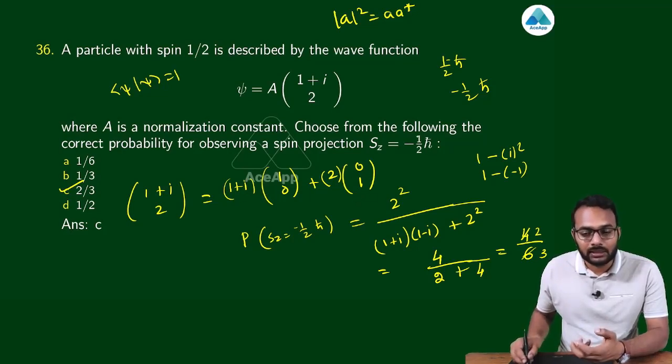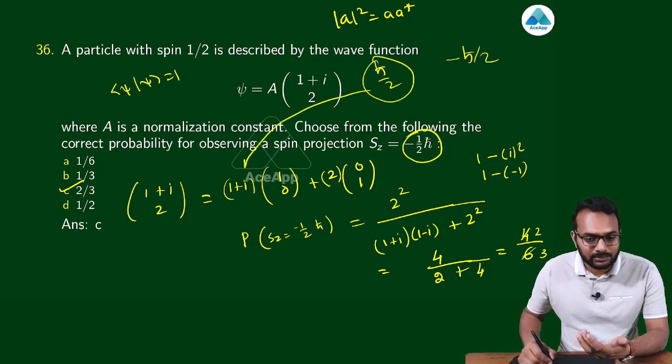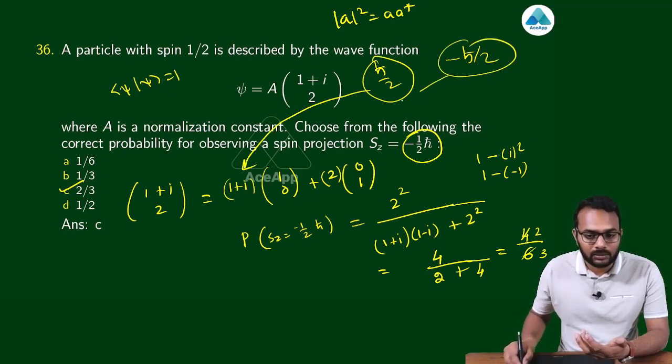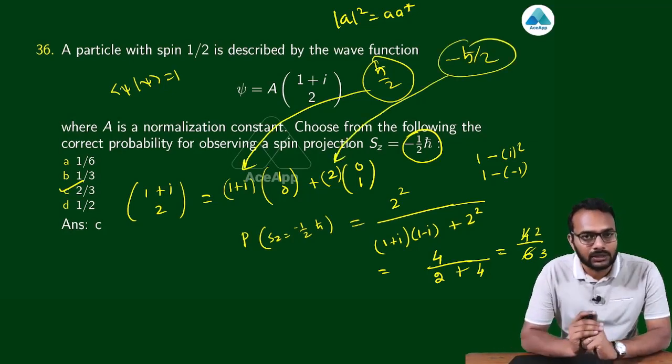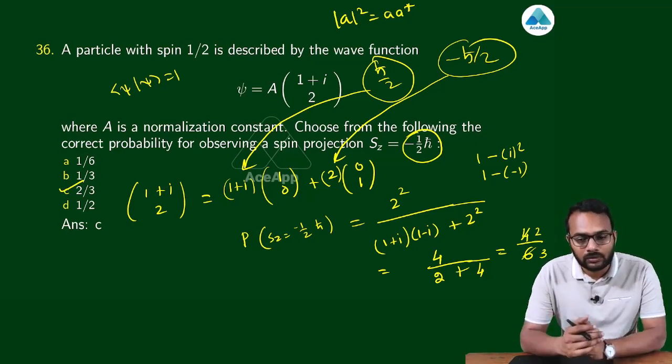Right, now the question is, what's the probability that you measure minus half h cross? There are two possible values, it could be either h cross by 2 or minus h cross by 2. The probability of h cross by 2 is determined by this expansion coefficient, and the probability of minus h cross by 2 is determined by this expansion coefficient. So you just took the second expansion coefficient, took its modulus square, and multiplied it with the normalization factor, and you get the answer 2 by 3. That's a simple problem.